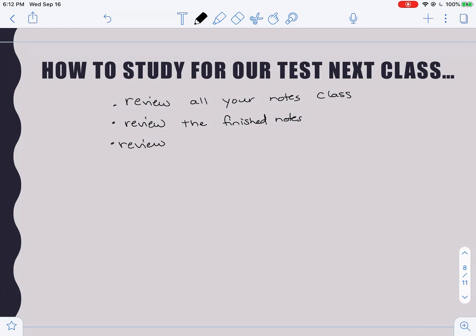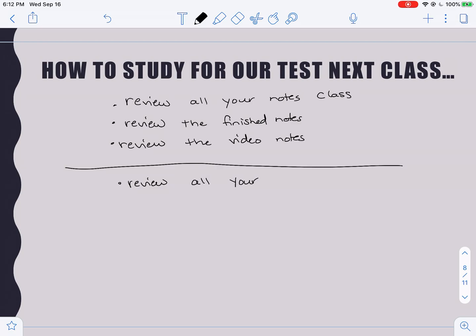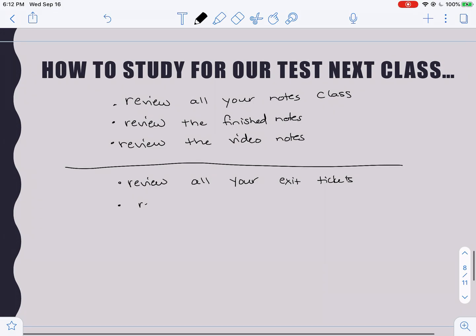You can review the video notes. So if you need to, you can watch any of the videos from the notes. And again, those are posted in the modules. I would review all of your exit tickets. And again, if you want to see my comments on your exit tickets, you would have to click on the assignment again and look at submission and rubrics, or review the assignment and make sure that it has my markings on it. I would review all of your homework.